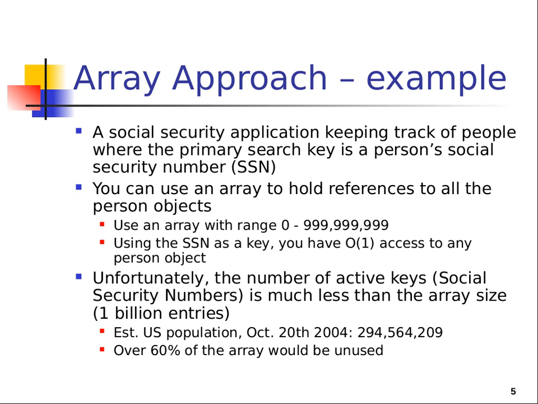But let's go back and talk about the array approach just to make sure it's clear why a pure array is not the best thing. Pretend we have a database storing everyone's information in the entire United States in an array, sorted by social security numbers. We could have an array to hold all the references, 0 to a billion essentially, and use the SSN as the key, so you have O(1) access to that person object. Well, that's great. Fortunately, the number of keys is much less than the array size. In 2004, it was a little under 300 million. Now I think it's about 320 million.